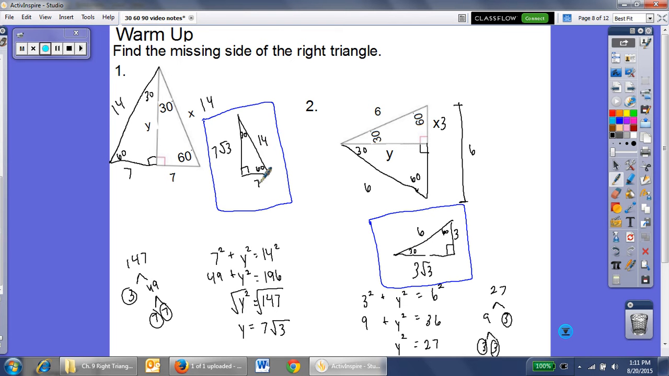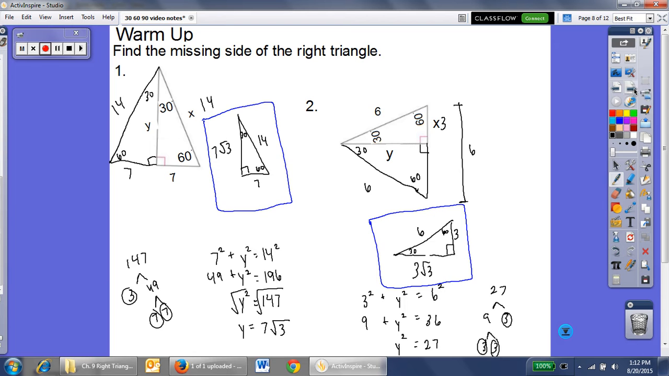If this is 7, this became double that, 14. The long leg is just the short leg times radical 3, because it's just 7, like the short leg, and then you've just put square root 3 right next to it. See if this happens in number 2. The short leg is 3, the hypotenuse is double, so that's 6. The long leg right here is just the short leg times the square root of 3. It's just 3 square root 3.